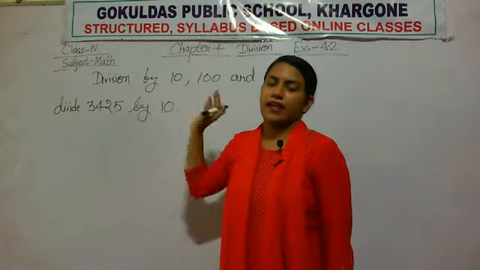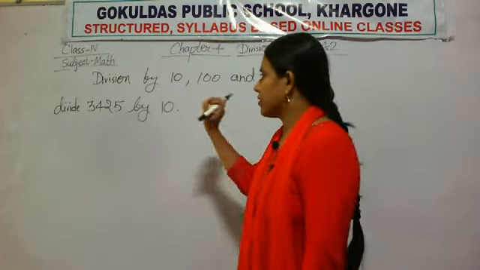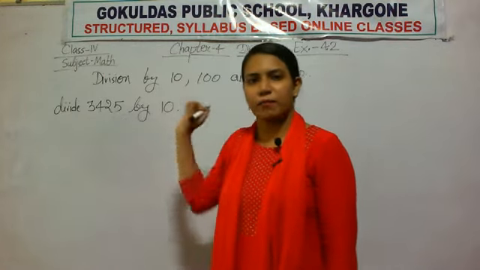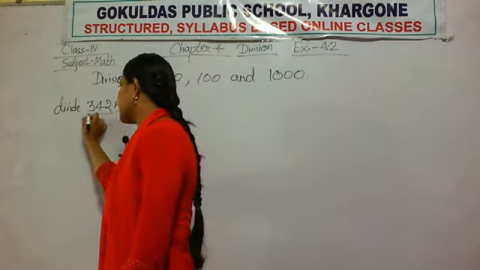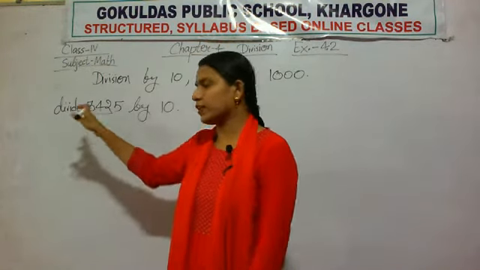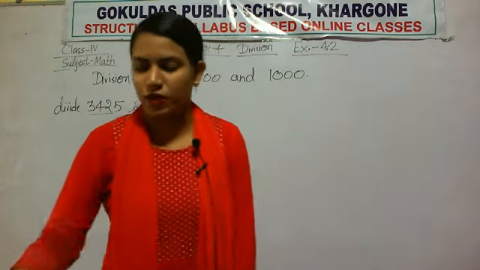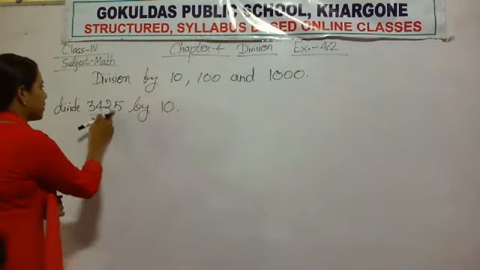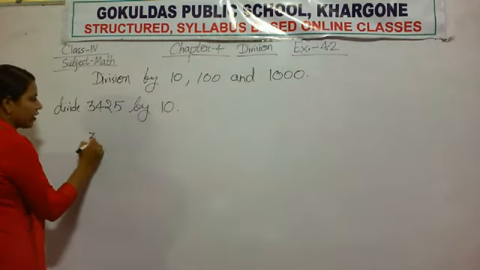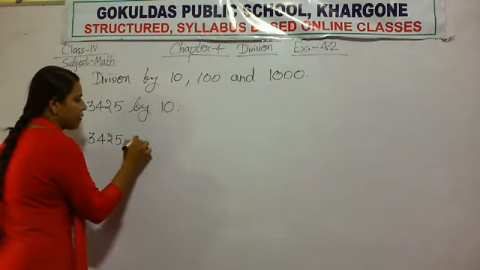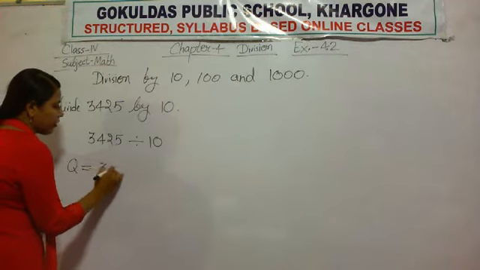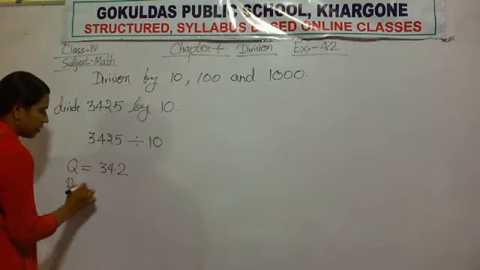If you are dividing any number by 10, then remember the ones digit in the given number will be your remainder, and the remaining digits from tens onwards will be your quotient. Means when you divide 3425 by 10, your quotient will be 342 and your remainder will be 5.